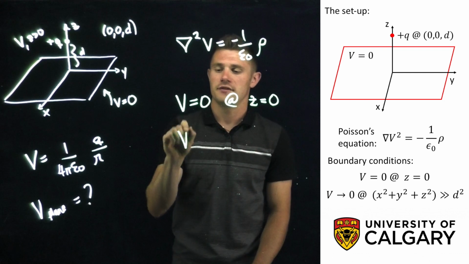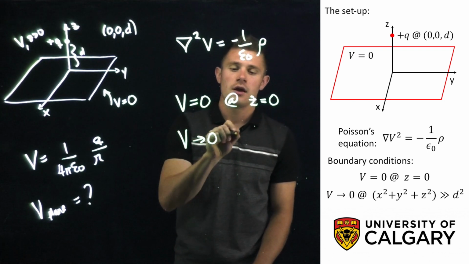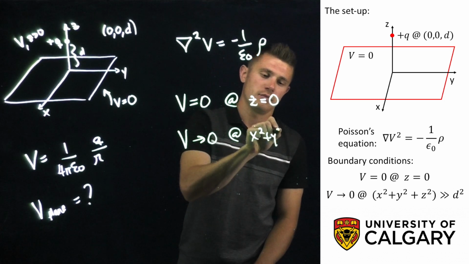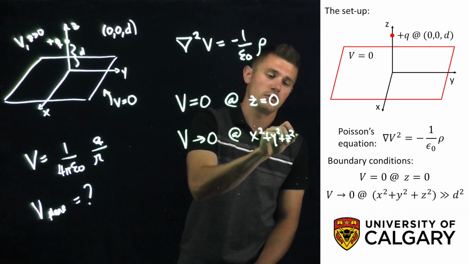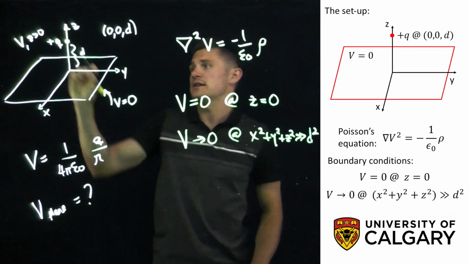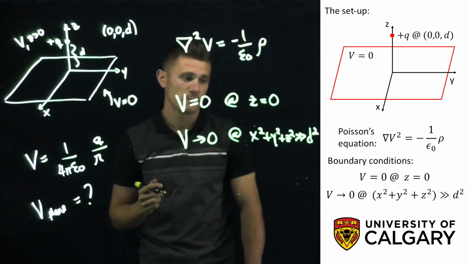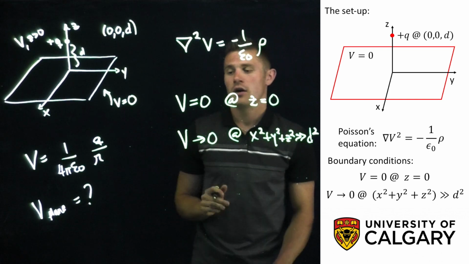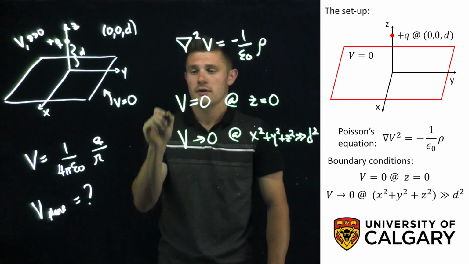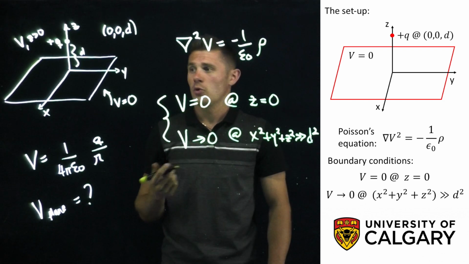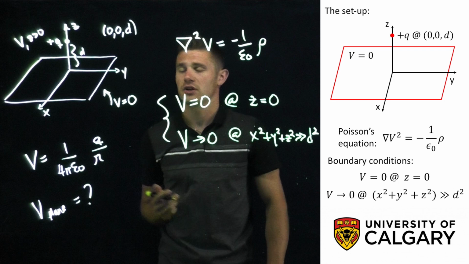And we want to say that V goes to 0 as our position extends to infinity. And that is stated by saying that x squared plus y squared plus z squared is much greater than d squared, where d is the distance of the charge away from the plane. So as our position extends to infinity, our potential will go to 0. So using these two boundary conditions and Poisson's equation, we'll be able to figure out the potential in the region above the plane.